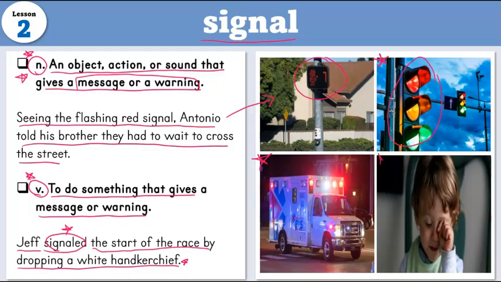Another example would be a baby rubbing his eyes. That is a signal that they are sleepy. So I can say, the child signaled that he was sleepy by rubbing his eyes.